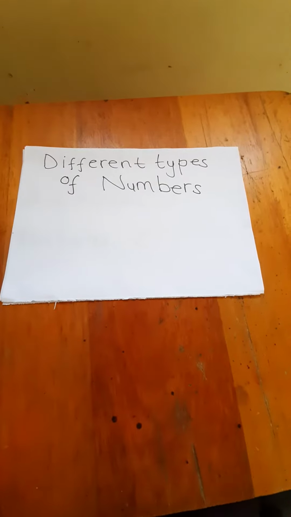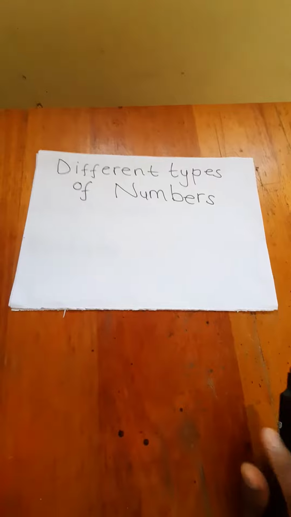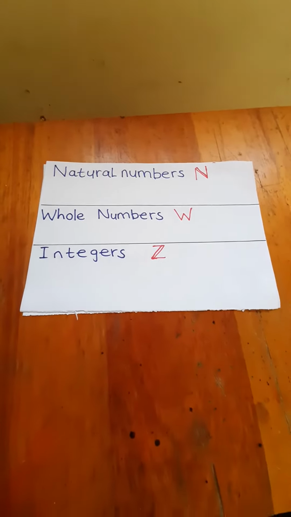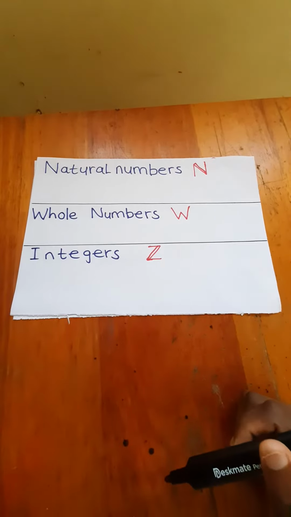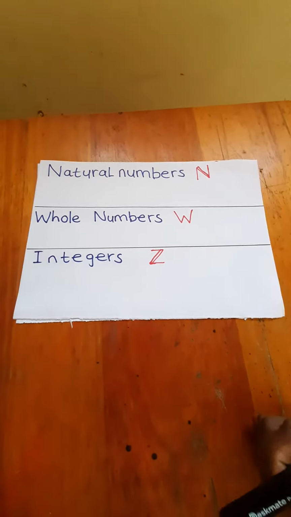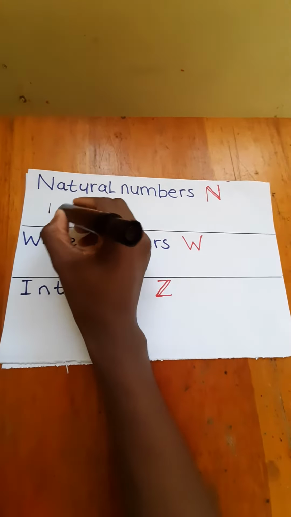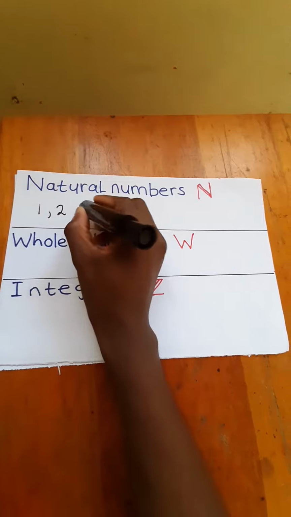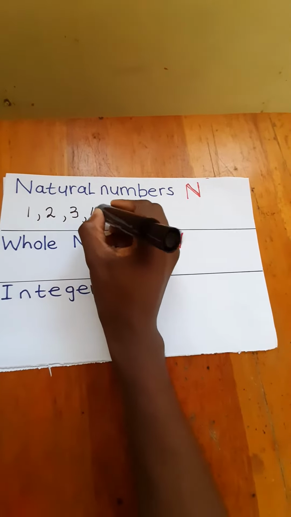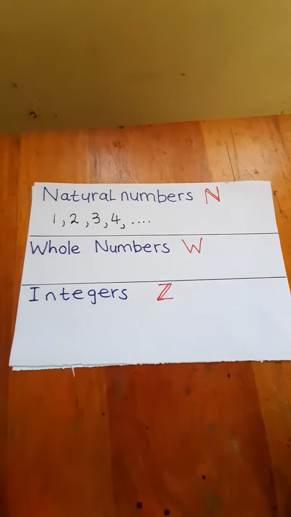Hello guys, today we are talking about different types of numbers. So we have natural numbers. What are natural numbers? Natural numbers are those numbers that we use for counting. For example, it's 1, 2, 3, 4, and so on up to positive infinity.